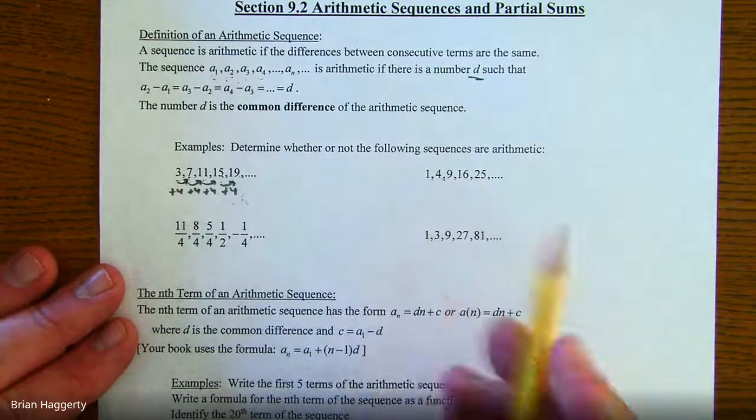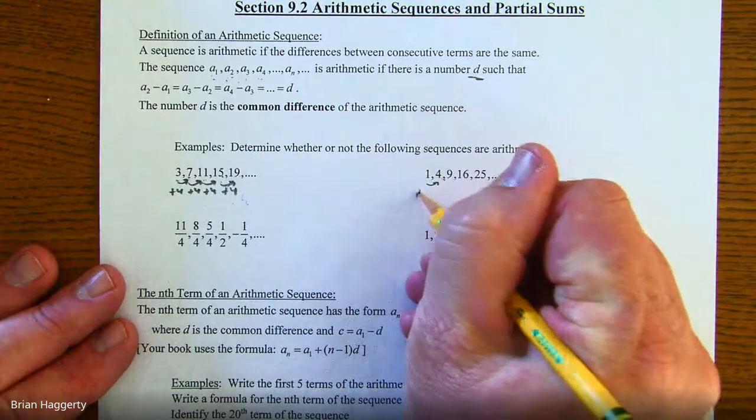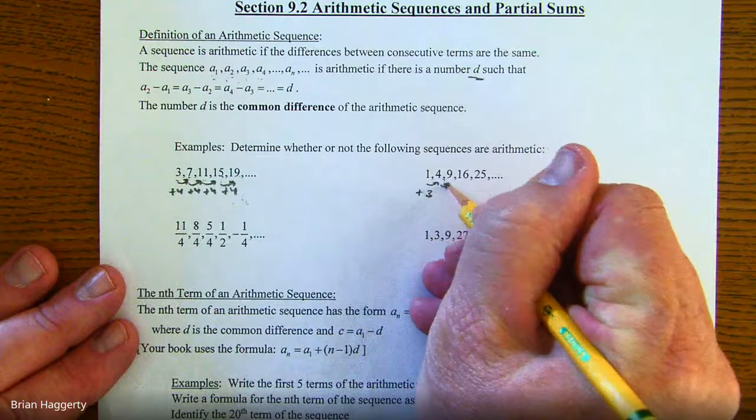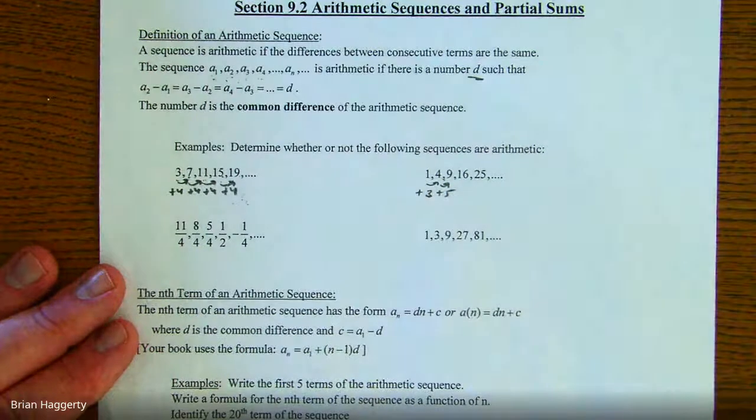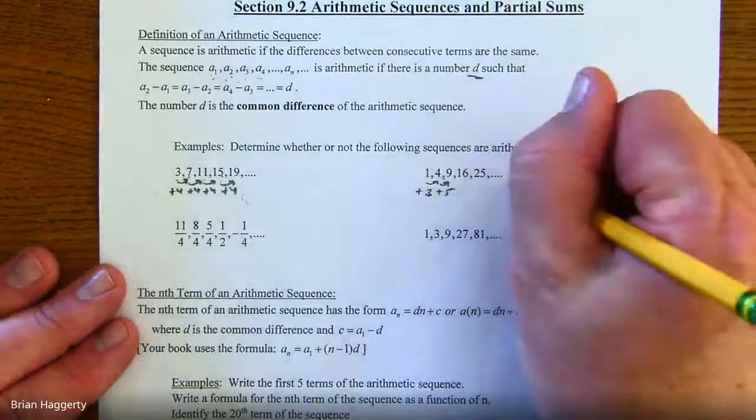All right, this one here, that would be plus 3, plus 5. We don't even have to go any further. If the only thing we're answering is whether this is arithmetic or not, no, it's not.